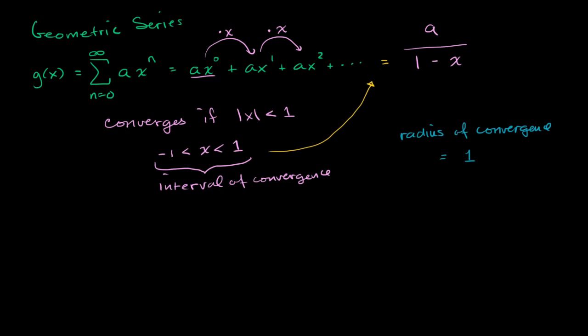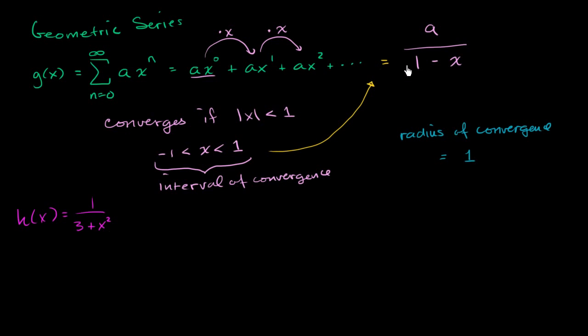Let's try to take some function. Let's say h of x is equal to 1 over 3 plus x squared. And let's try to put it in this form. And then once we put it in that form, we can think about what a and our common ratio are, and then try to represent it as an actual geometric series. So I encourage you to pause the video and try to do that right now.